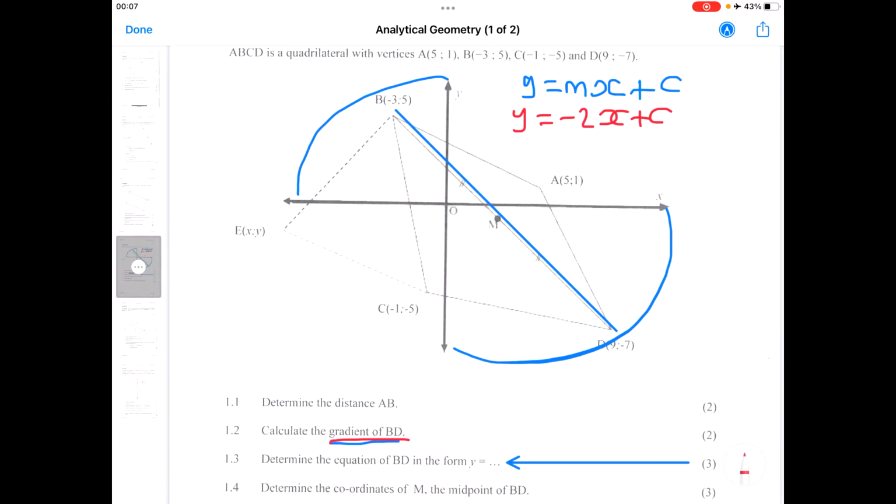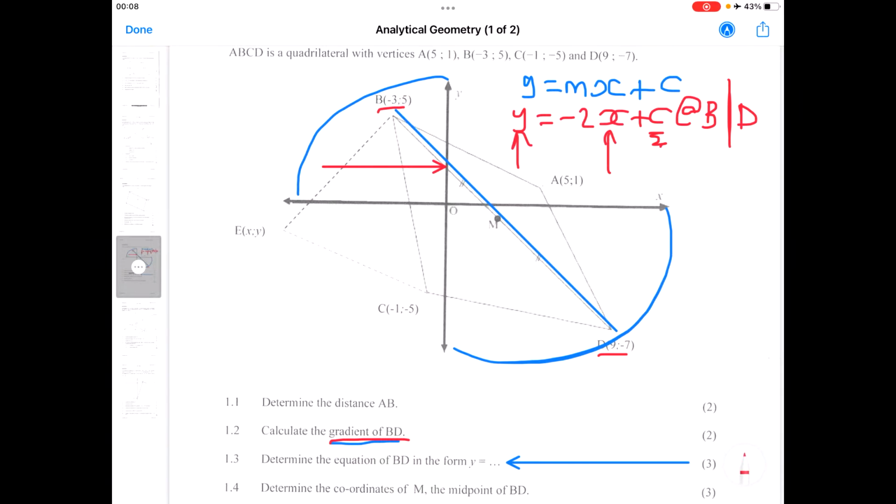So now you need 1 point in order to determine the c value. It seems like you've got 2 points there. You can use that point or that point. It's up to you which point you use. Maybe you can use point B or you can use point D. Then you substitute your x value, you substitute your y value, you calculate c. Most importantly, your c value has to be a positive value because that line cuts the y axis on the positive side. The moment you get a negative c value, then you suspect something went wrong in your calculations.